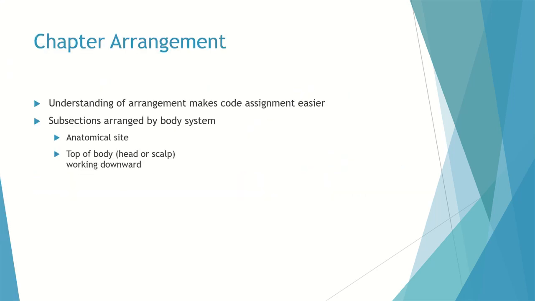So the chapter arrangement for these sections, if you understand the arrangement, it makes your coding assignment a whole lot easier. So basically that means if you understand how the book is laid out, if you understand how to locate your codes or your sections a little bit better, that helps you be not only a faster coder, but a better coder. More than anything, though, I think knowing and understanding your book helps you better on your coding certification exams if you choose to become certified in coding.